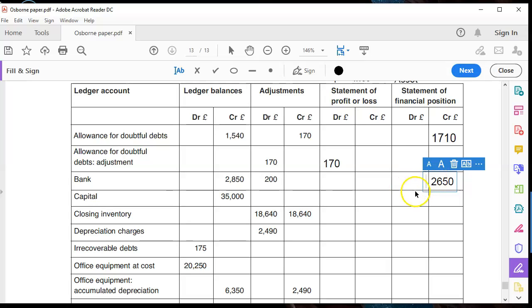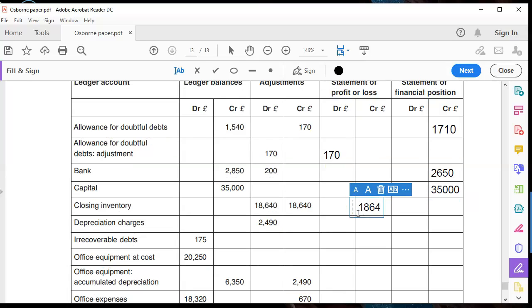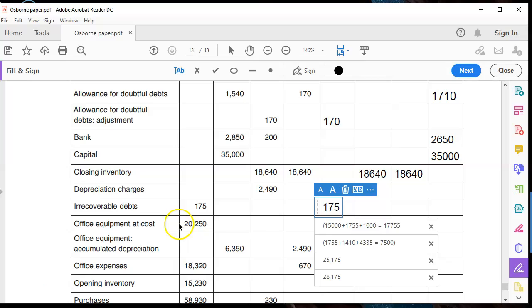Capital is also a liability. SOFP on the credit side, 35,000. Closing inventory goes both the places. SPL on the credit and SOFP on the debit. Depreciation charges expense, SPL on the debit. Irrecoverable debt also expense, SPL on the debit.